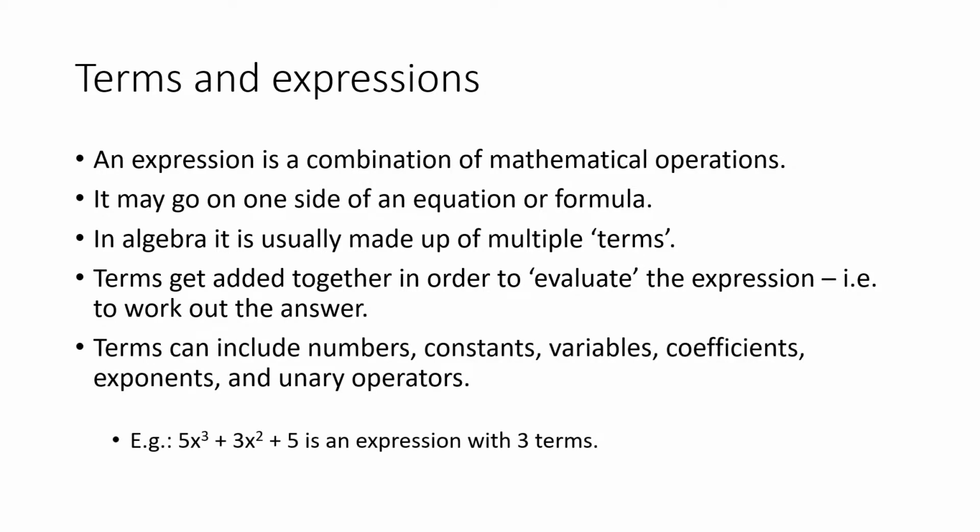Terms can include numbers, constants, variables, coefficients, exponents, and unary operators, all the stuff we've just seen. For example, 5x cubed plus 3x squared plus 5, that's an expression. There's three terms here, 5, 3x squared, and 5x cubed. You've got operators, you've got operands for those operators, you've got powers, you've got coefficients, you've got variables, and you've got a constant. It's all there, it all lines up. You may well be aware of these things, but might not have known all the terminology for them. So there you go.